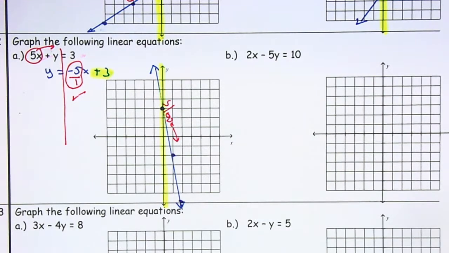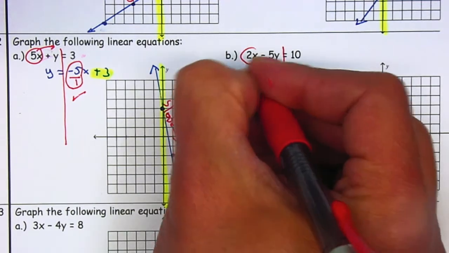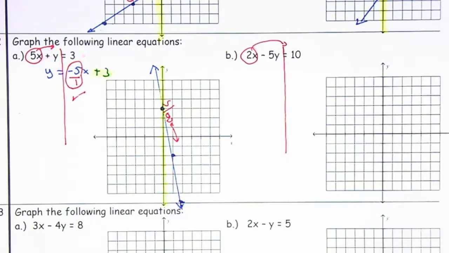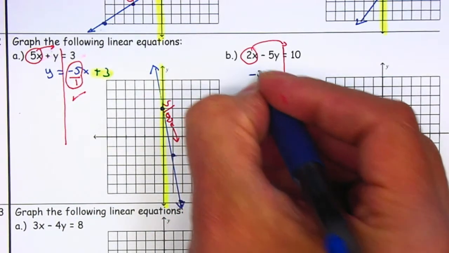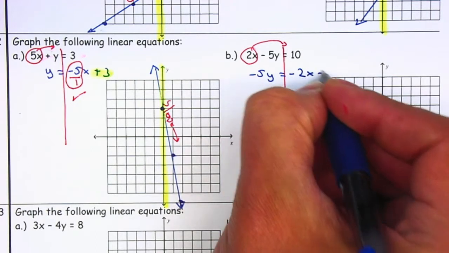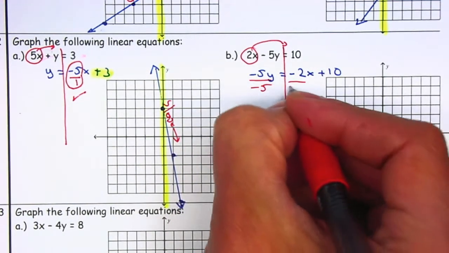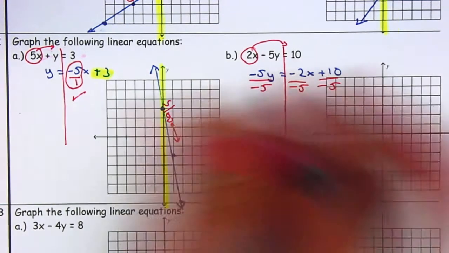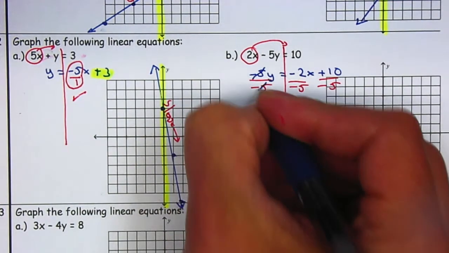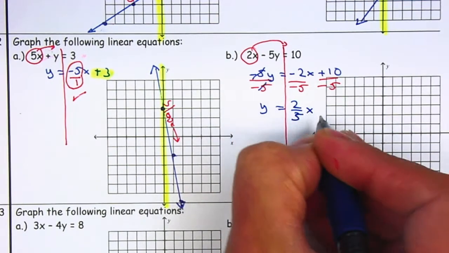I'm going to try letter B. I'm going to draw the line. I'm going to move my 2x to the right. It's going to become a negative. Gives me negative 5y is equal to, remember to write down your x first, and then plus 10. I'm going to divide by negative 5, divide by negative 5, divide by negative 5. Cancels. y is equal to positive 2 over 5x minus 2.